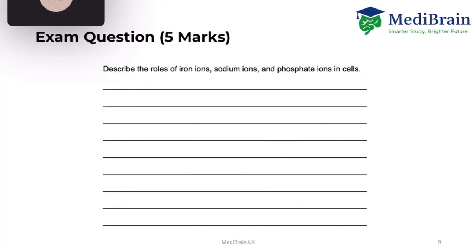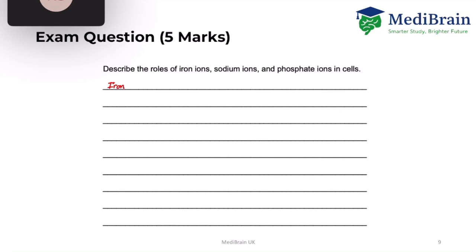And finally, guys, last question to summarize this unit. It's the last topic, which was inorganic ions. So it says describe the roles of iron ions, sodium ions, and phosphate ions in cells. A lot of this you will come across in more practical situations later on in biology. Obviously, this is the second unit in biology, but you will cover a lot of these later on as well.